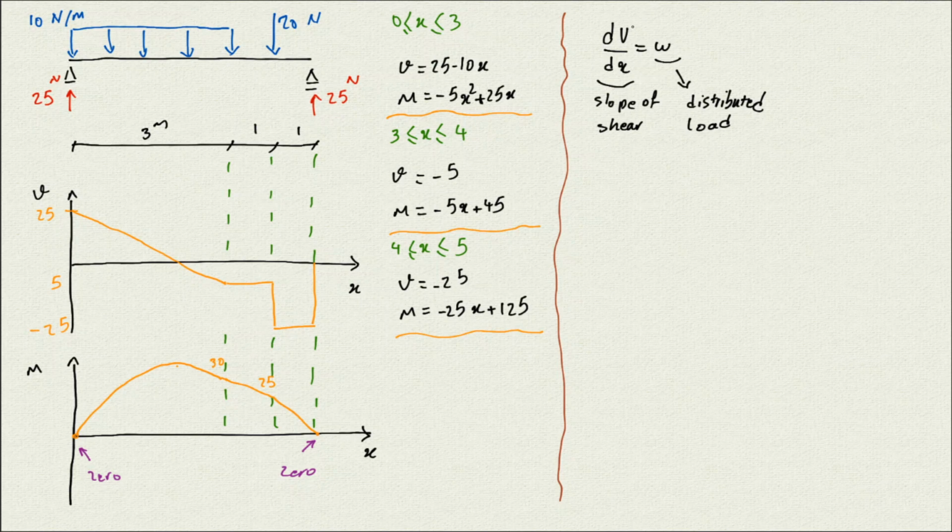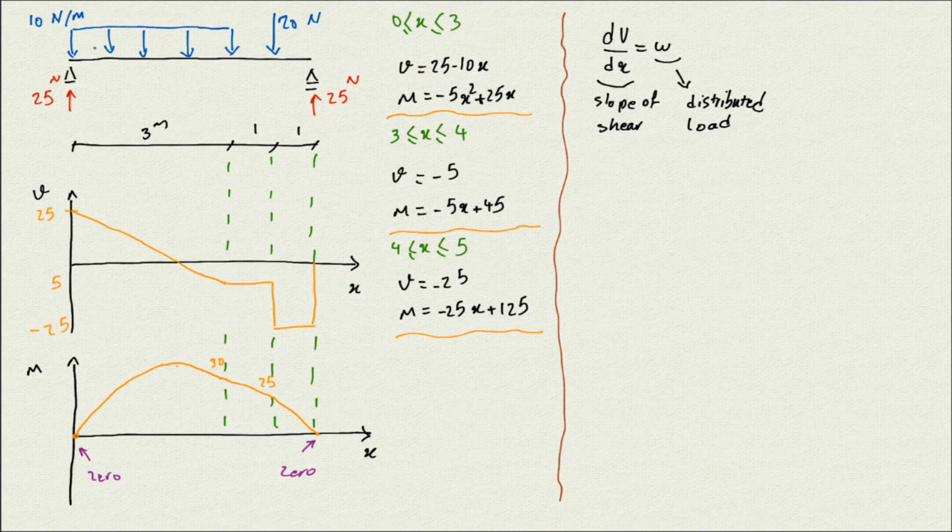So basically the slope of the shear is equal to the distributed load, and remember that means we have to consider the direction of the load as well. For example, here the load looks downward, so it's going to be negative because the load is downward, and if the load is upward, it's positive.